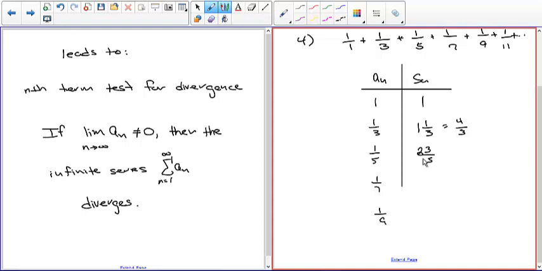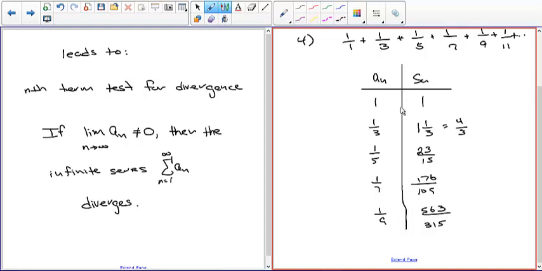And then we add a seventh, and we change that to a fraction, and you get 176 over 105. And then you do the last one. So what we're doing is we're just adding these together. Then we add a ninth to that, plus 1/9. Change that to a fraction. We get 563 over 315.